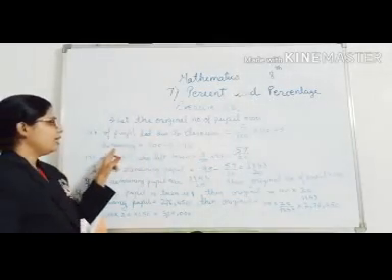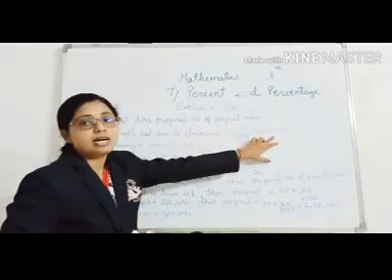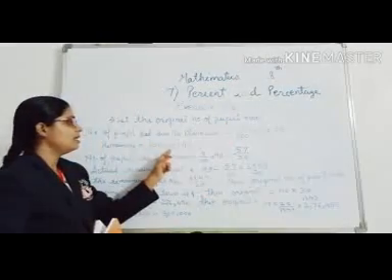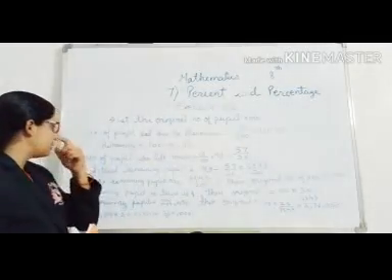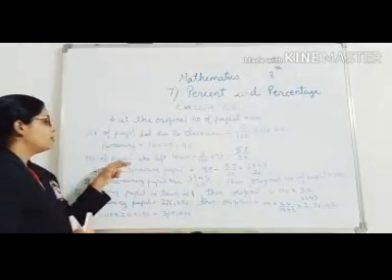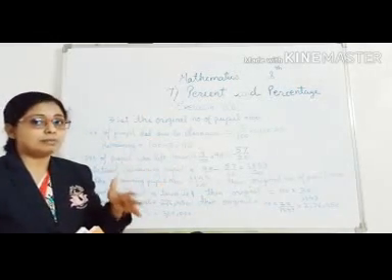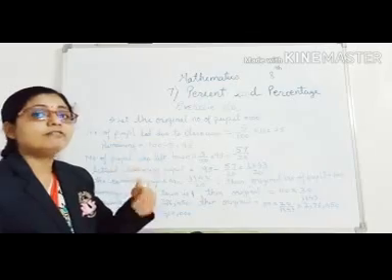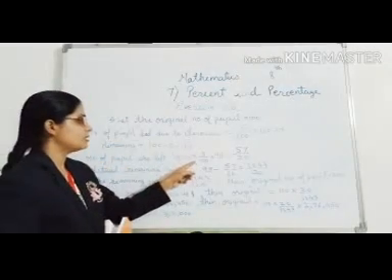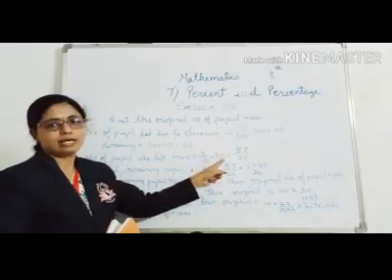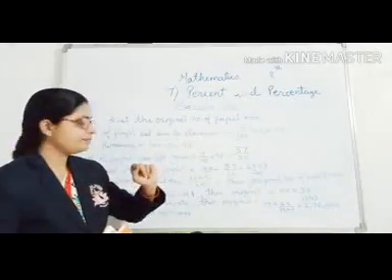Next, how much is remaining? From this 100, if 5 have died, then how many are remaining? 100 minus 5, that is 95. Next, the number of people who left the town is 3%. So 3% of 95, that is 3 upon 100 multiplied by 95. We will get the answer 57 upon 20.